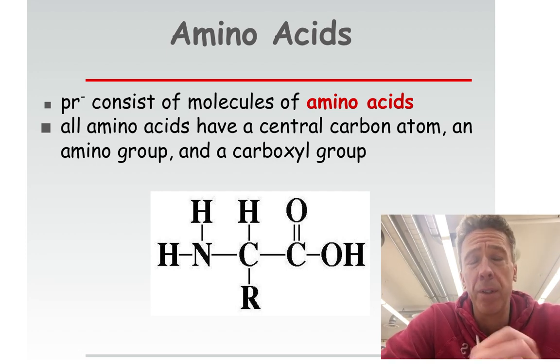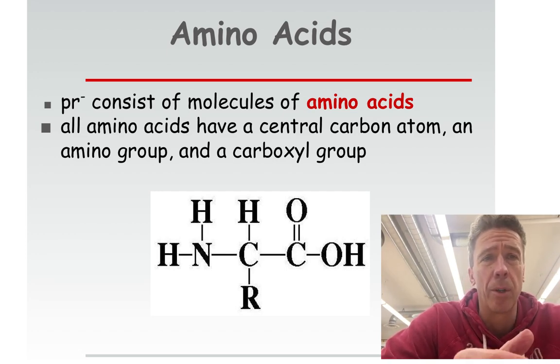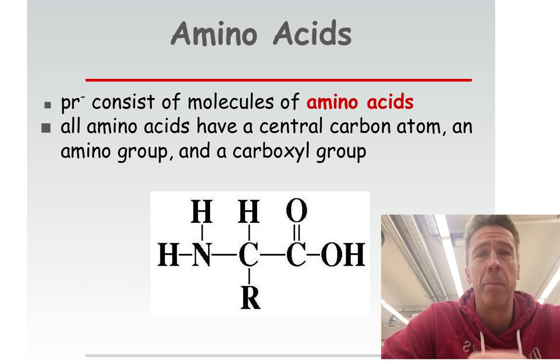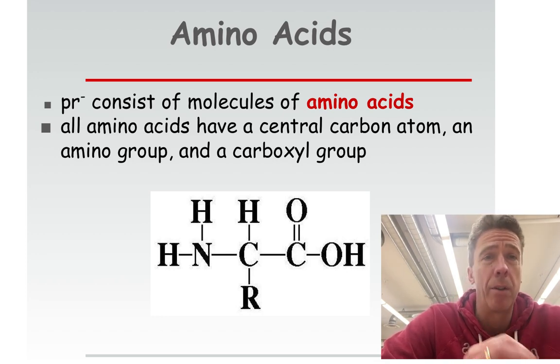So now that we know what proteins do functionally, we want to look at their structure. And all proteins are made up of amino acids. Amino acids have the same kind of backbone, and then we'll look at how unique chemistry will change those amino acids. But all proteins are made up of amino acids, okay?